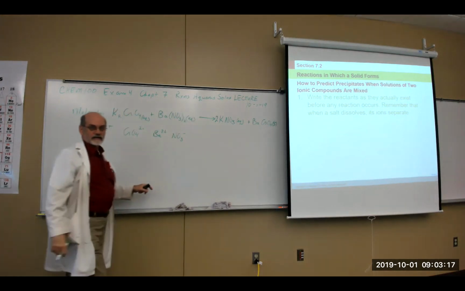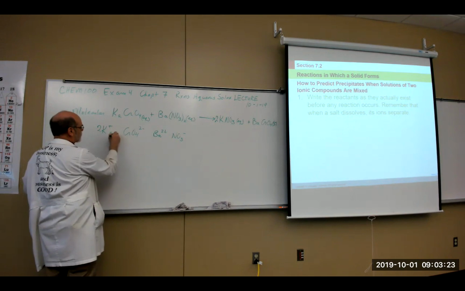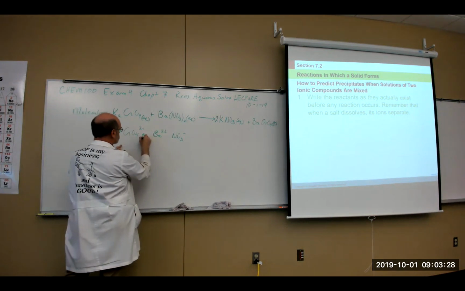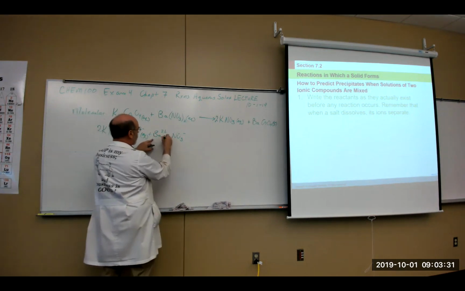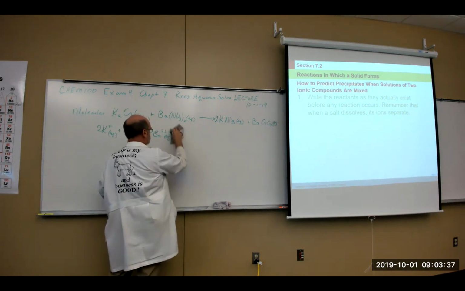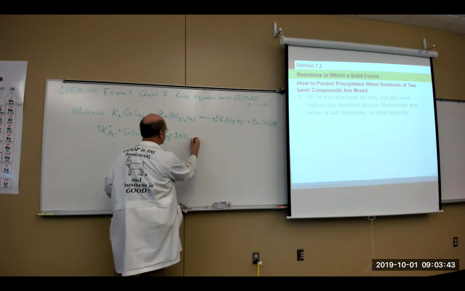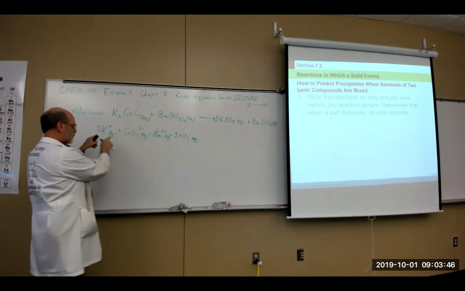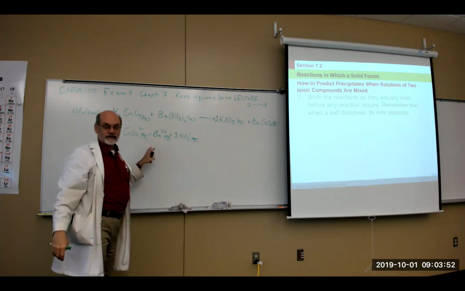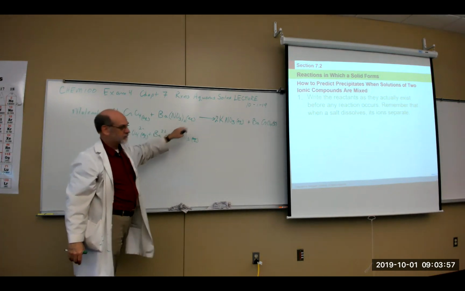But the truth is, they're not. In solution, they're individual ions. So this one would be like that, right? 2 potassiums in solution, 1 chromate in solution, 1 barium in solution, and 2 nitrates. In solution. That's what actually goes on here, this part. Those are in solution before the reaction takes place, right? Because they're soluble. That's what we mean by aqueous.